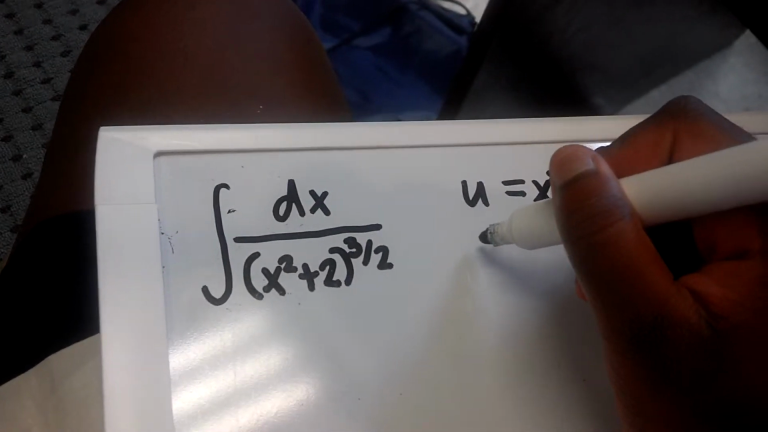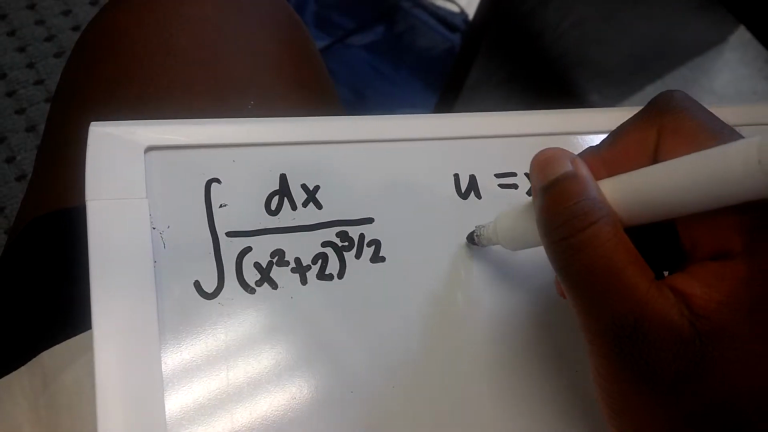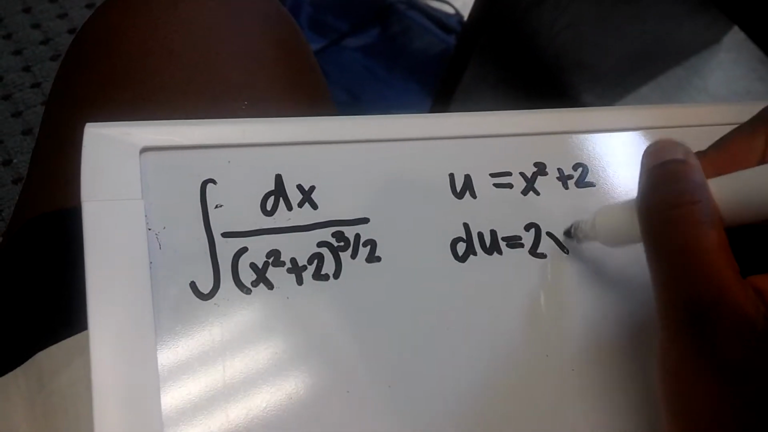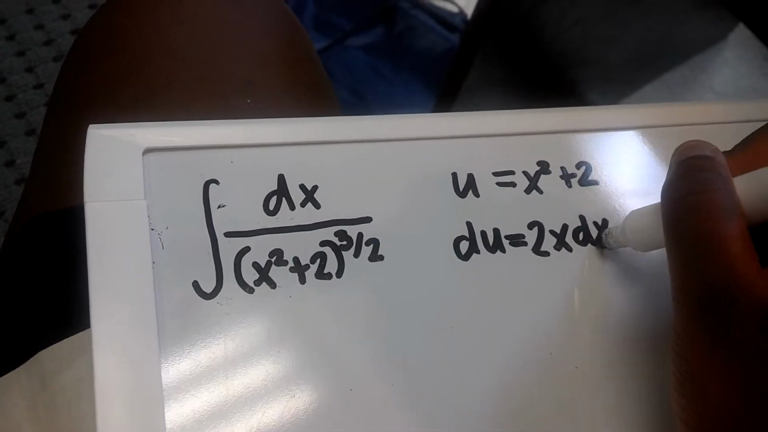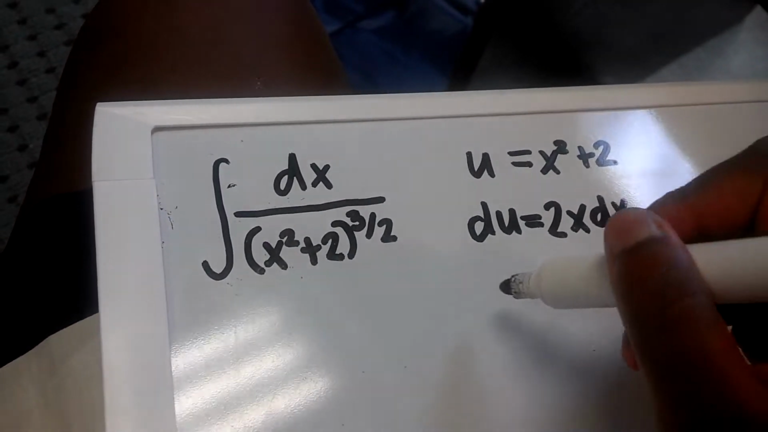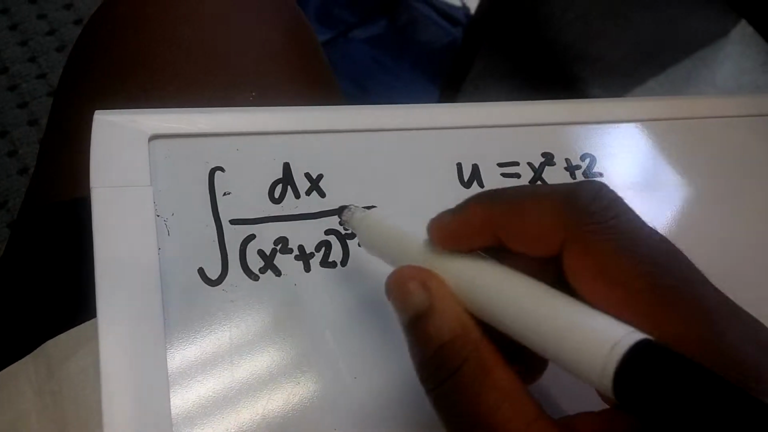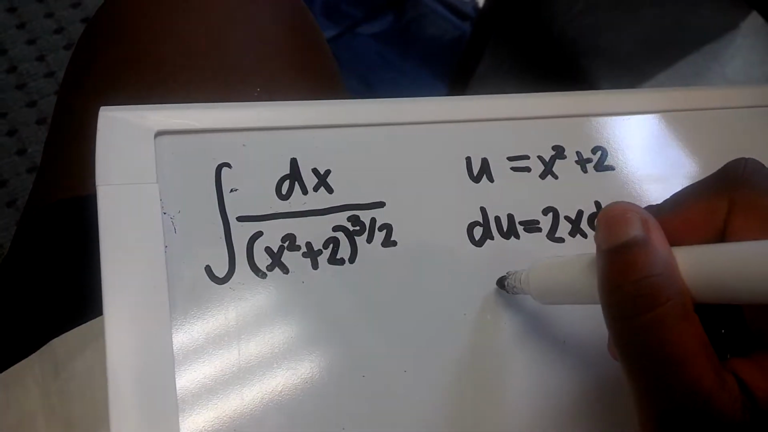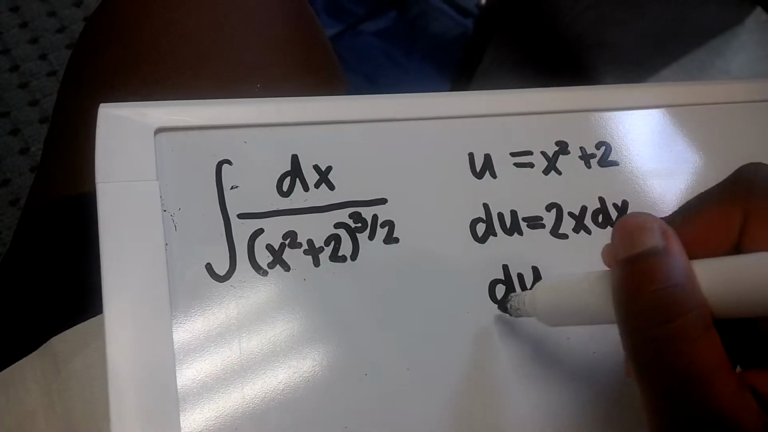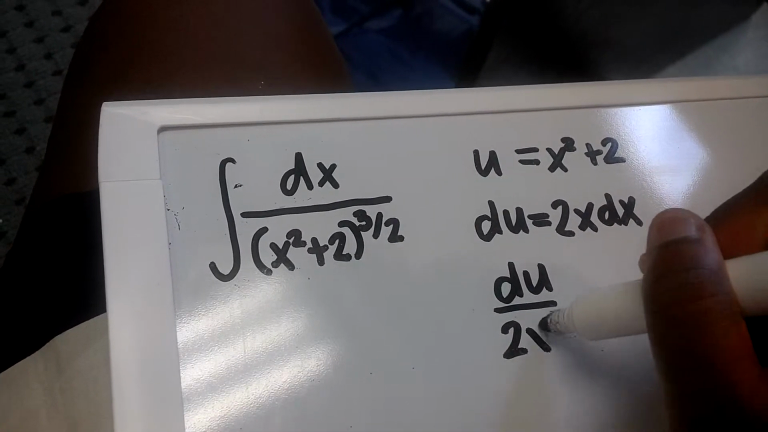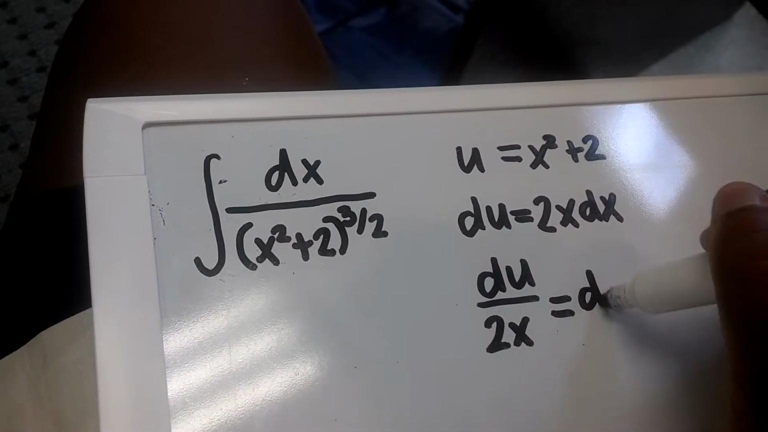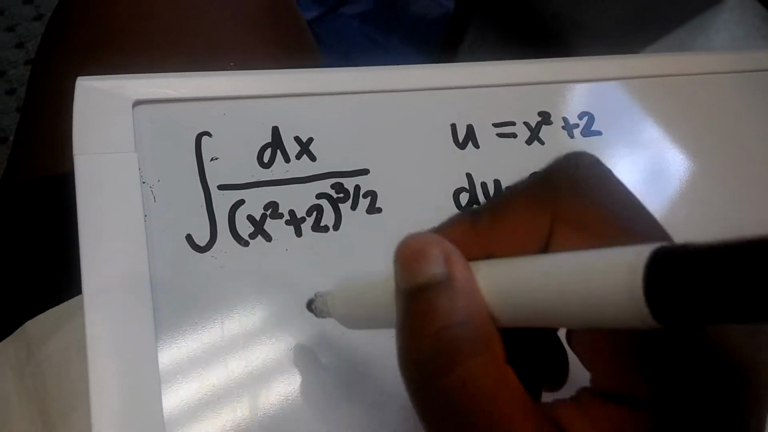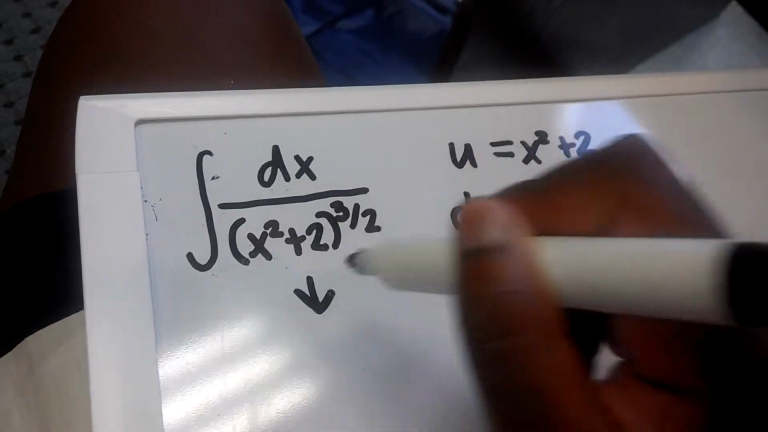So once u is x squared plus 2, the derivative of u would be du equals 2x dx, since we're solving it in terms of x. Since we want to end up with a dx up here, du divided by 2x will now have to equal dx. We've done that, so let's rewrite this function.